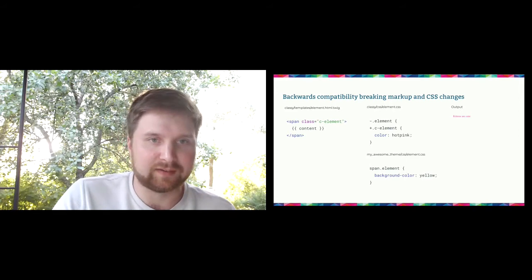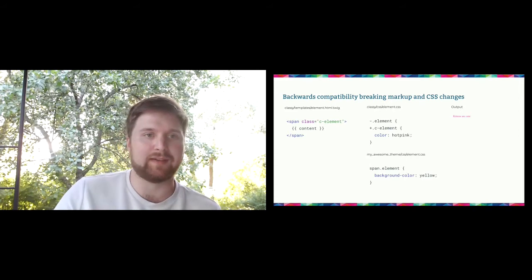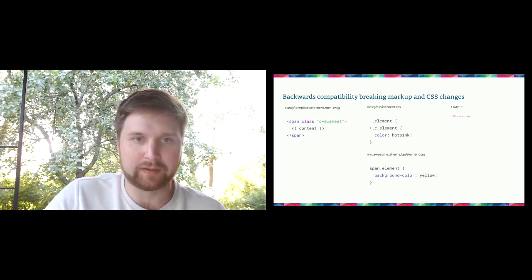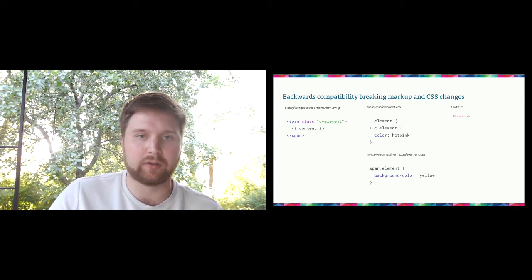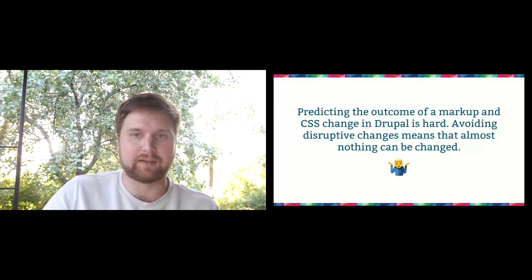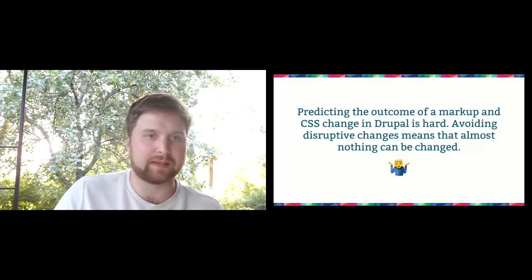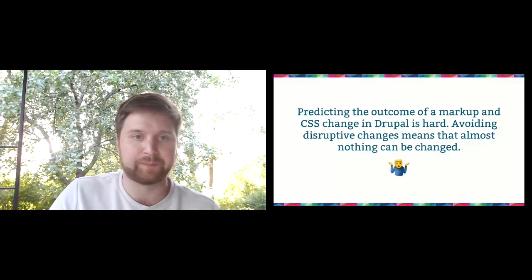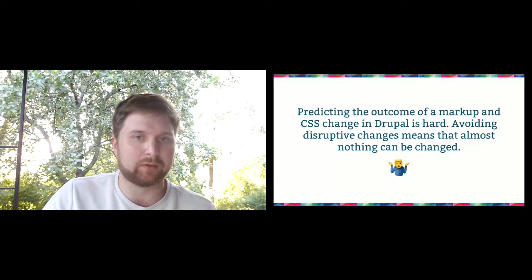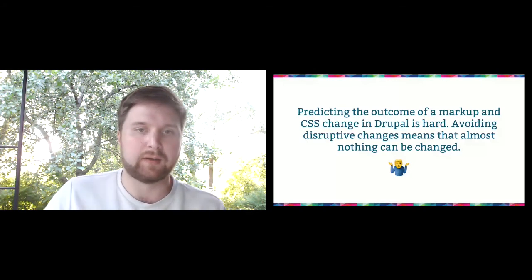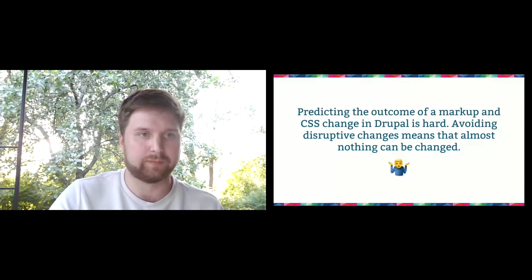Well, the conclusion of all of this is that predicting the outcome of markup and CSS changes in Drupal can be quite hard. Most template and markup changes could be considered in one way or another as a backwards compatibility breaking change. And that also means that most markup or CSS changes could be disruptive, at least right now. For that reason, we've basically tried avoiding making any type of changes as much as we can. This has been good for stability, but it has also prevented us from making any kind of progress on trying to modernize the markup or providing better sensible defaults to people.